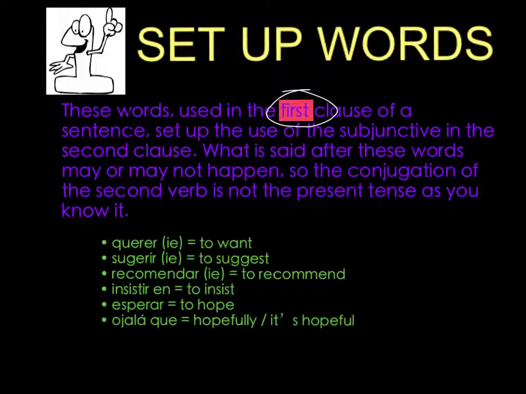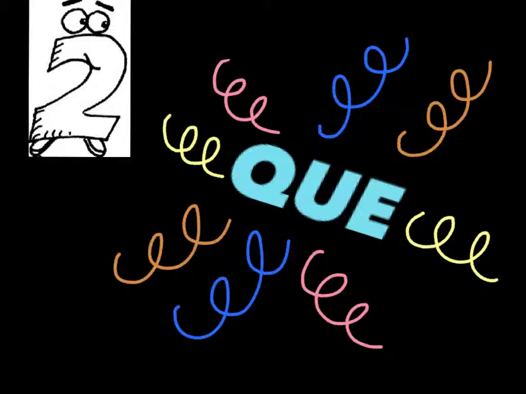It is important to remember that the setup words being in the first clause are conjugated differently than the words in the second clause. The words in the first clause are conjugated in the present tense as you know it. Ahora, el segundo paso para crear el subjuntivo es fácil. Solo tienen que añadir la palabra que.